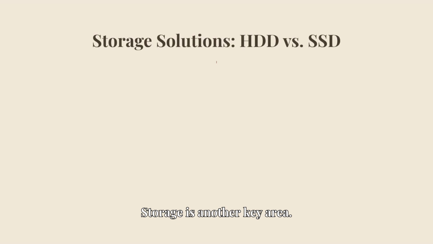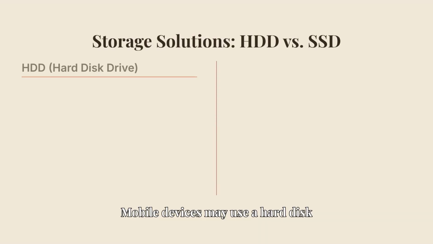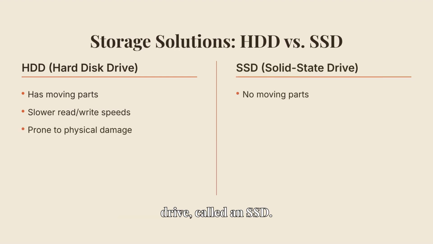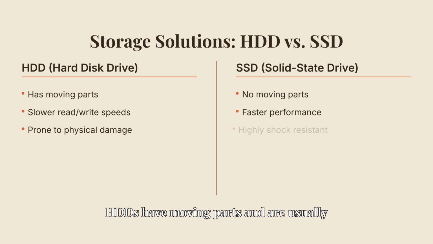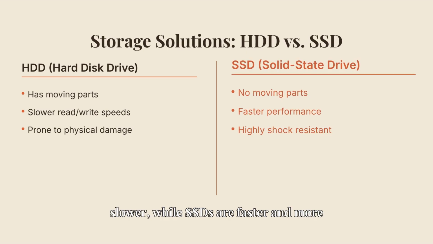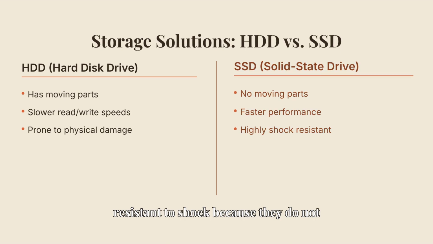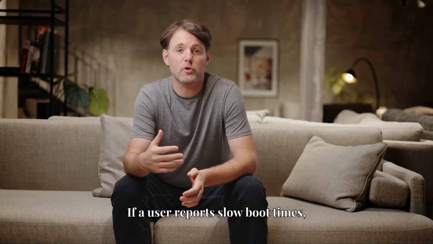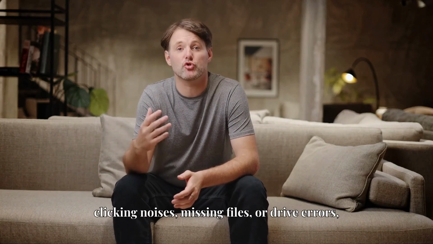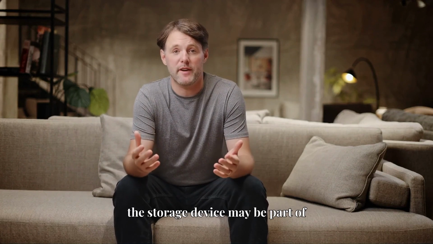Storage is another key area. Mobile devices may use a hard disk drive, called an HDD, or a solid-state drive, called an SSD. HDDs have moving parts and are usually slower, while SSDs are faster and more resistant to shock because they do not rely on spinning disks. If a user reports slow boot times, clicking noises, missing files, or drive errors, the storage device may be part of the problem.